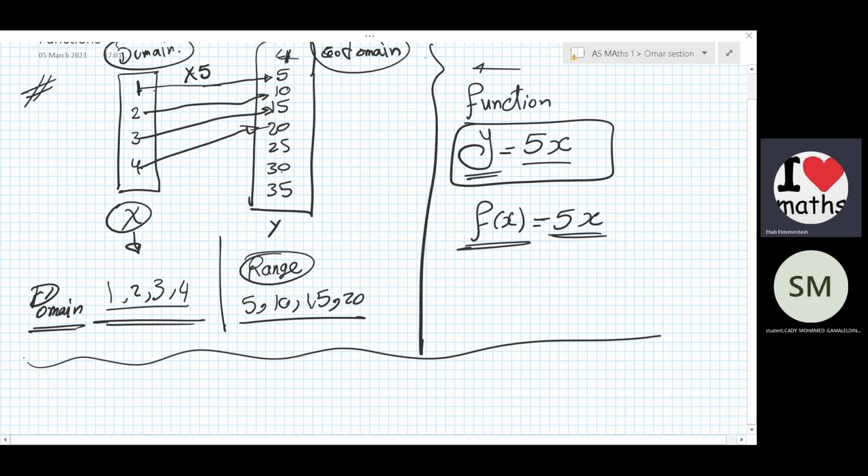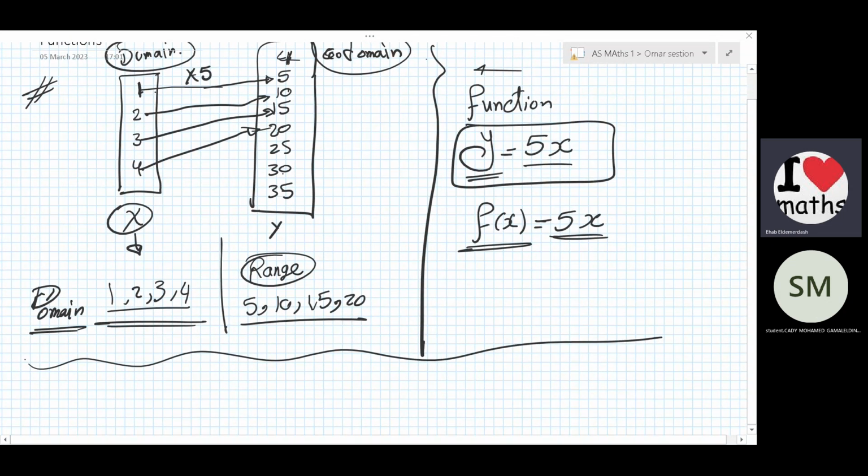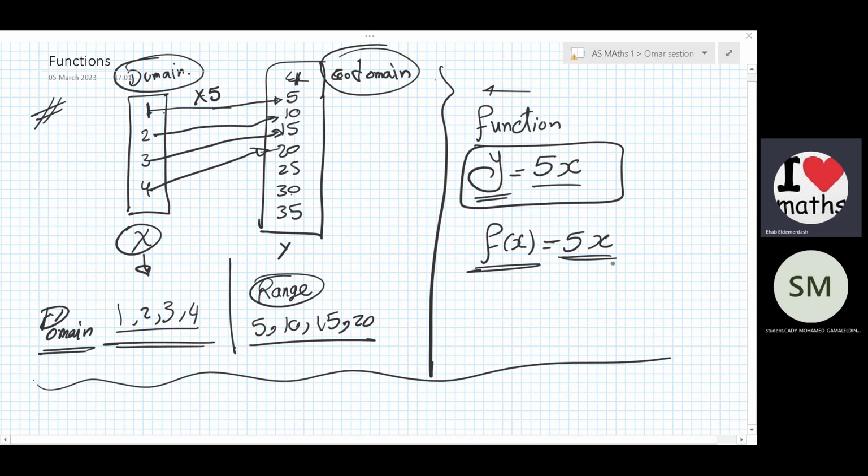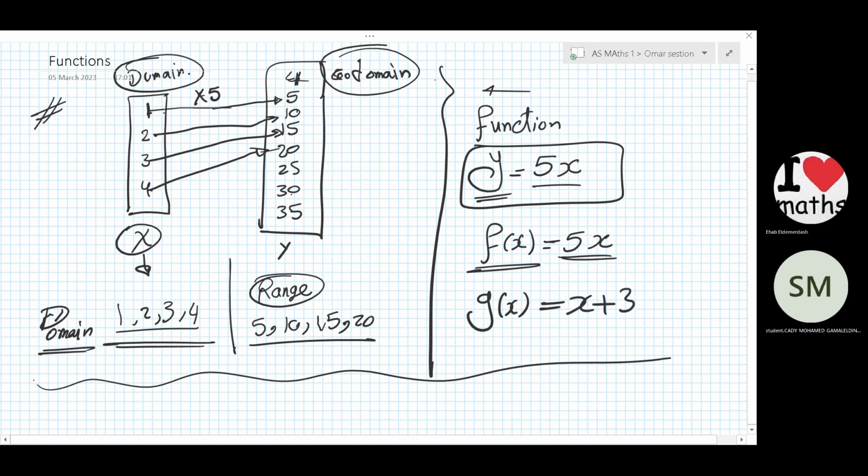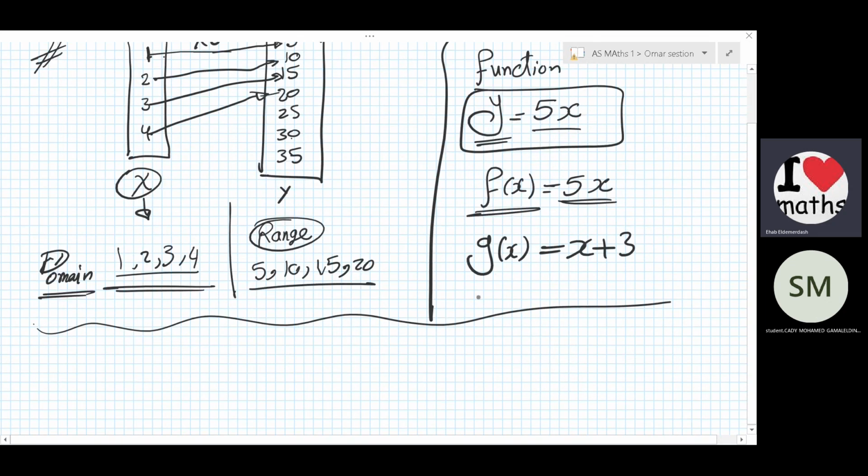So the function for us is a relation. I made a relation f of x is equal to 5x. I can make another relation, for example x plus 3, or x plus 5, or whatever the number is. If I have a different relationship, I can make k of x is equal to x squared minus 4. I can make many different relations between the two sets.